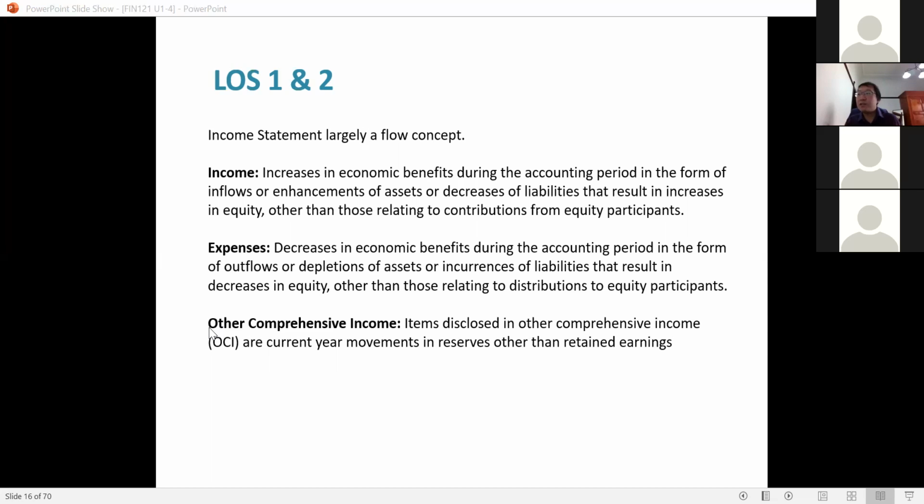An area that you will encounter quite regularly in the unit is this idea of other comprehensive income. Other comprehensive income represents pretty much an increase in equity. However, it is not the result of actual day-to-day operations. Other comprehensive income is the increase in equity that occurs because of a movement in the reserve account, rather than retained earnings. So this is a really important distinction.